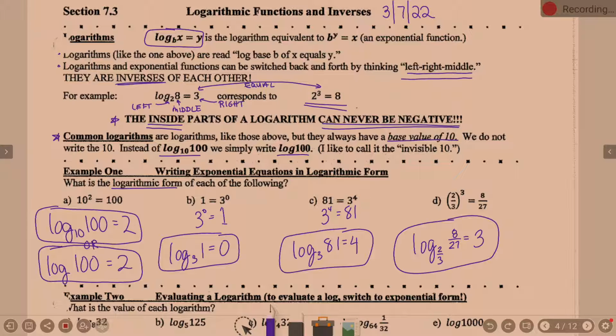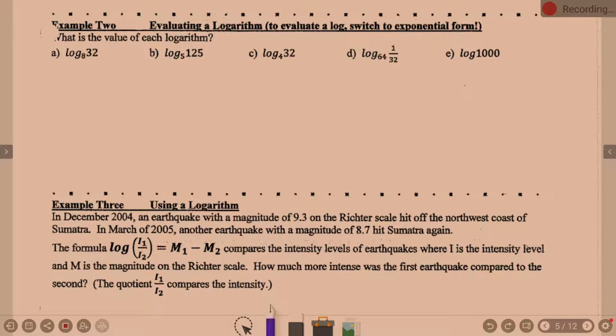Okay, questions on that section? Easy enough? Okay, moving along. Example 2. The question is, what is the value of each log? So I want to know, what does log base 8 of 32 equal? Can I plug this in on my calculator? No? Why not? Because we don't have a base of 8, we have 10. You guys don't have a base 8 button, do you? That log button on your calculator is just going to give you log base 10.